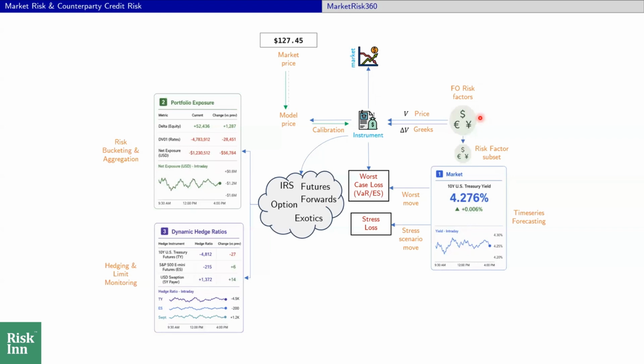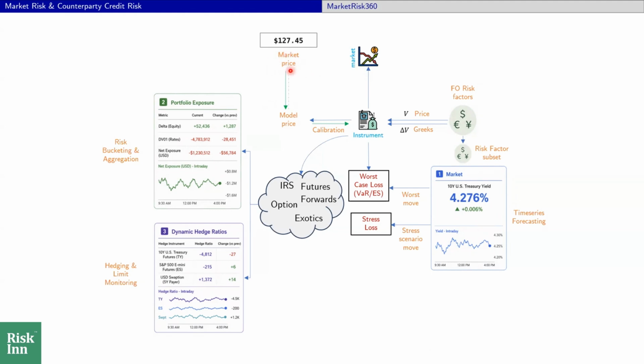Risk factors. What are risk factors? Risk factors are interest rate curves or FX spot, FX curve, volatility curves, volatility surfaces, volatility cubes. We have a lot of different types of risk factors under different asset classes. So we have a price function that you can use to calculate the price of the instrument. The price function gives you the model price, what it should be based on the formula or the function.